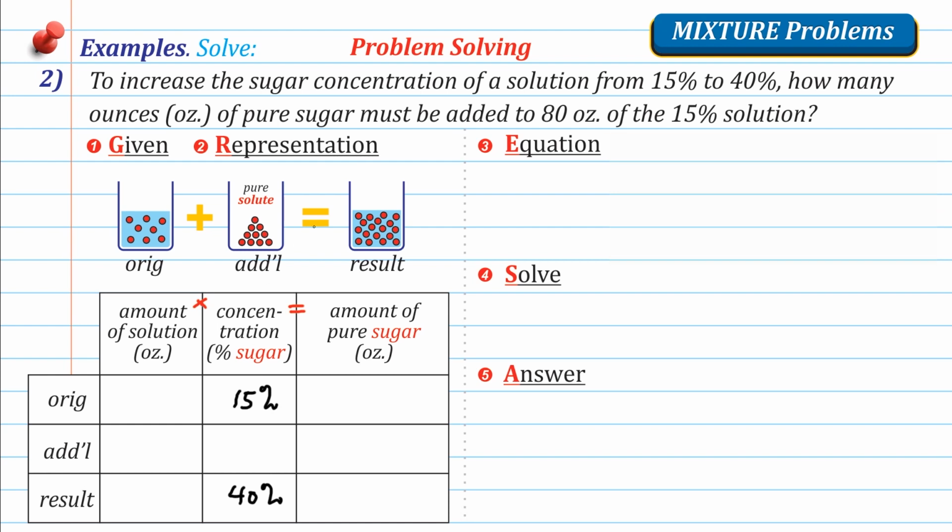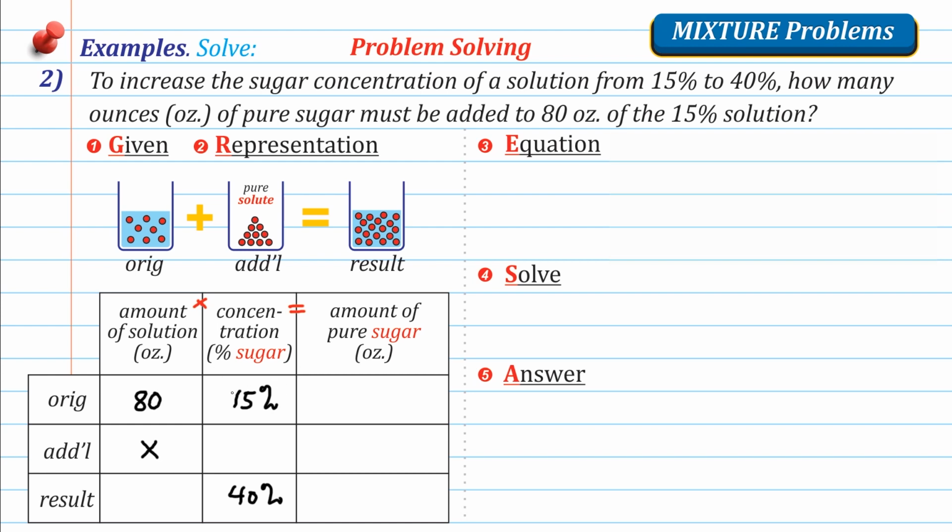We continue. Now, how many ounces of pure sugar must be added? So, how many means amount. How many ounces of pure sugar must be added? So that means we're looking for the amount in ounces that must be added. So where do we find that? It's the amount, the first column, to be added. Therefore, this can be our variable x. We continue. To be added to, we add this to the original, of course. The original daw is 80 ounces. That's the amount, 80 ounces of the 15% sugar solution.